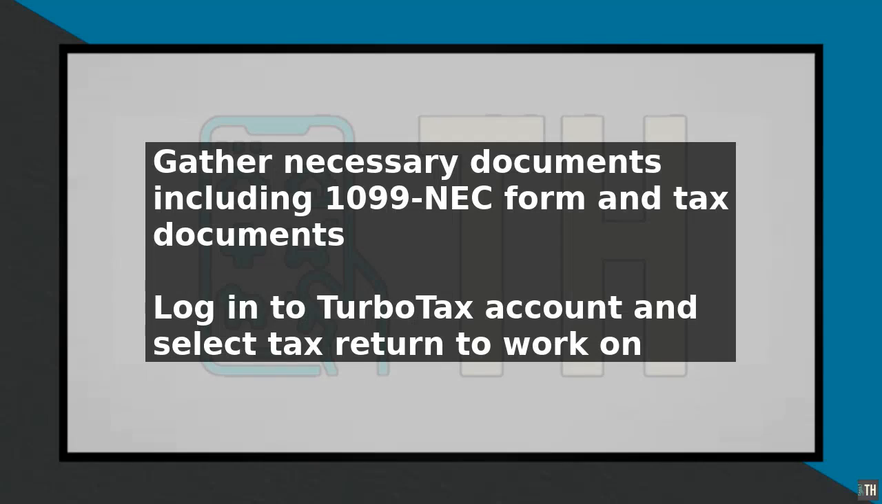To add a 1099 NEC to TurboTax, start by gathering all necessary documents, including your 1099 NEC form and any other relevant tax documents. Log into your TurboTax account and select the tax return you want to work on. Click on the Wages and Income section and then select the option to add a new income source.